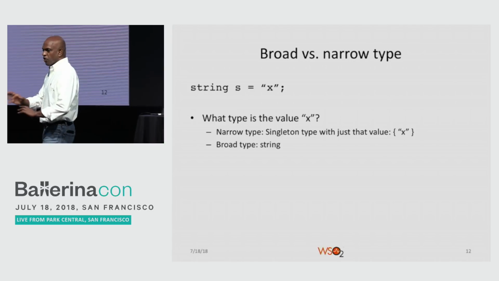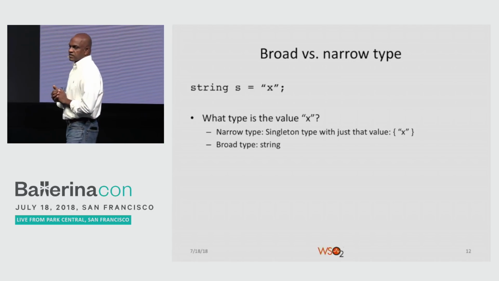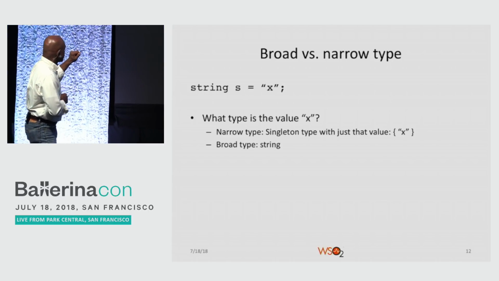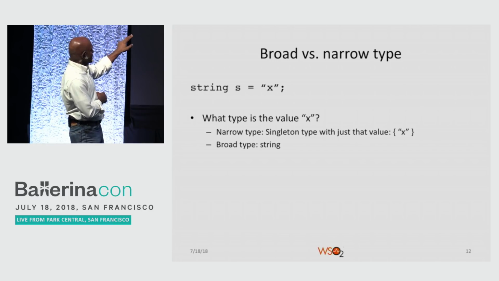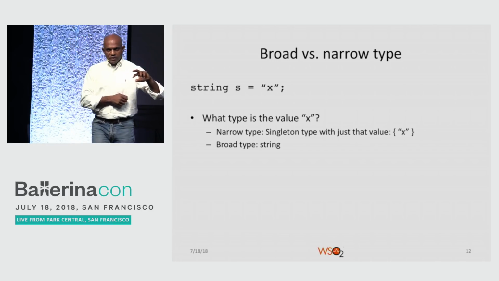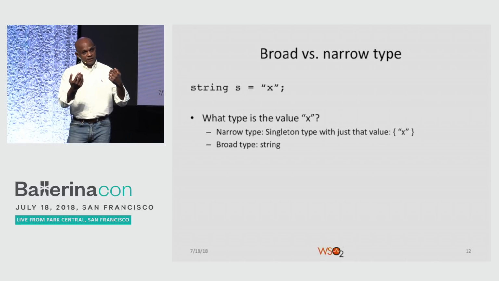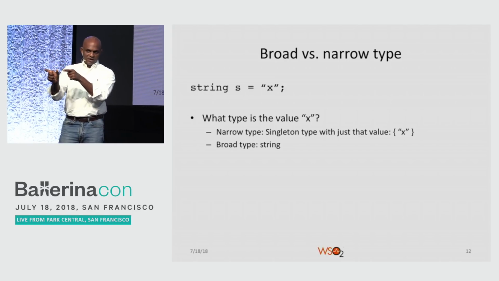There's also a concept of a broad versus narrow type. So let me explain that. If you look at that line of code, string s equals x, the value of x can actually be one of two things. It can be, because a type is a set of values, I can take that single value x and put it into a set and say, okay, it is that type. It's of a type that can have only exactly that value.